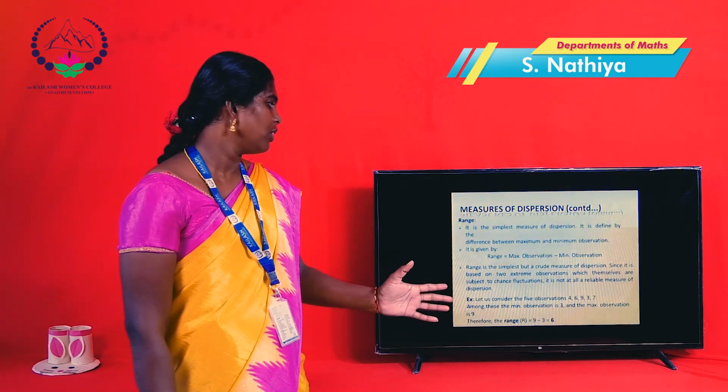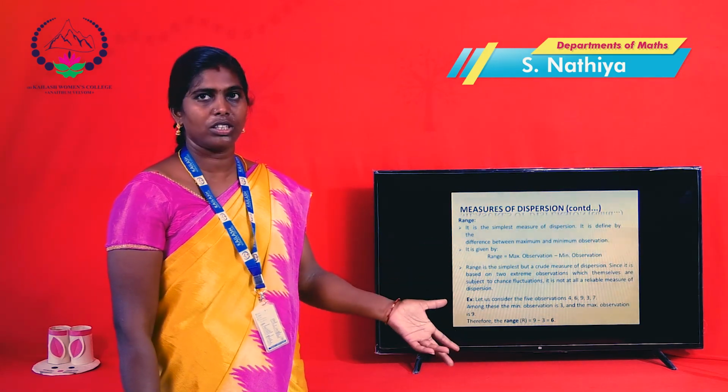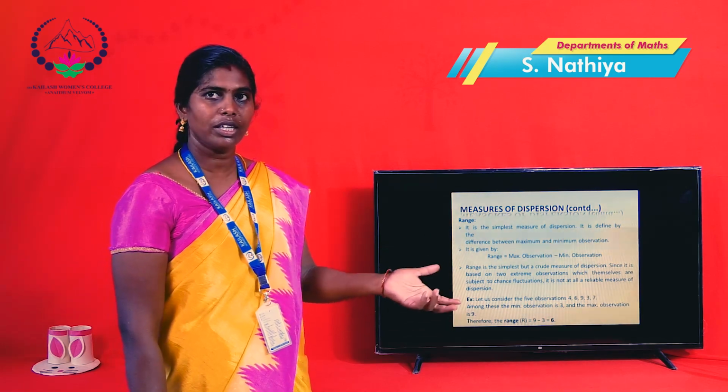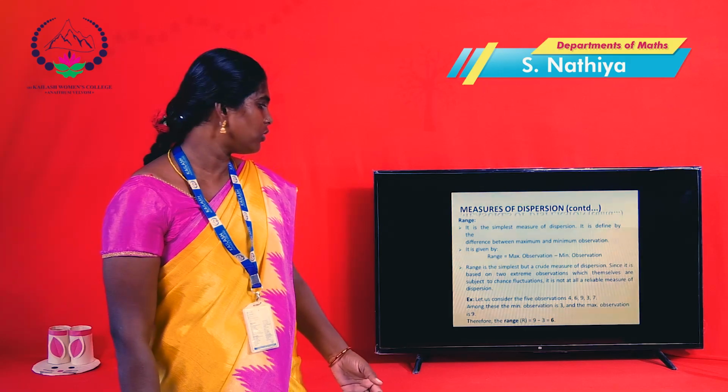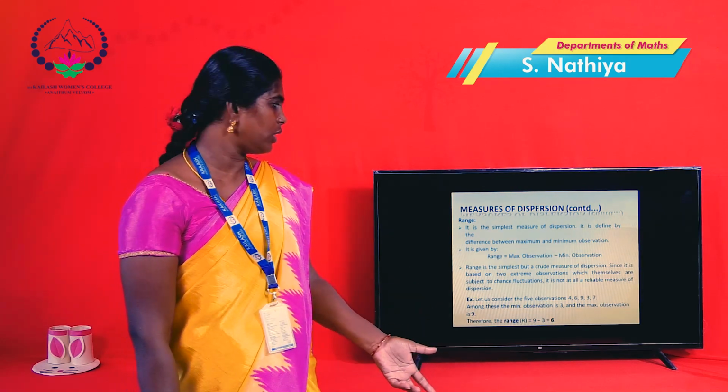Dispersion. For example, let us consider the 5 observations 4, 6, 9, 3, 7. Solution: the minimum observation is 3, the maximum observation is 9. Therefore, the range equals 6.